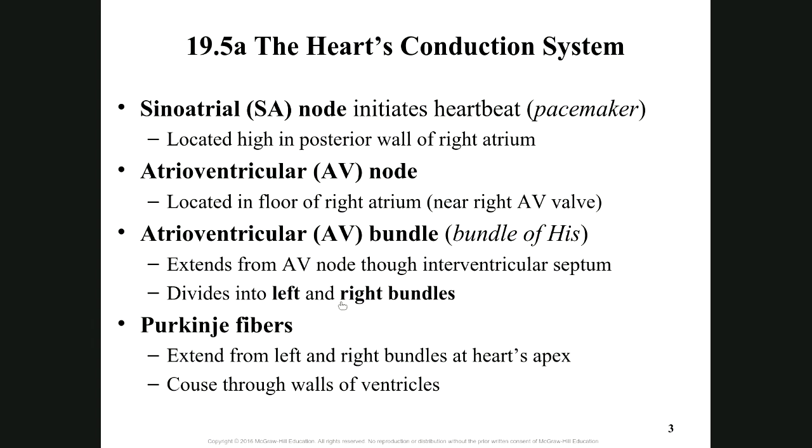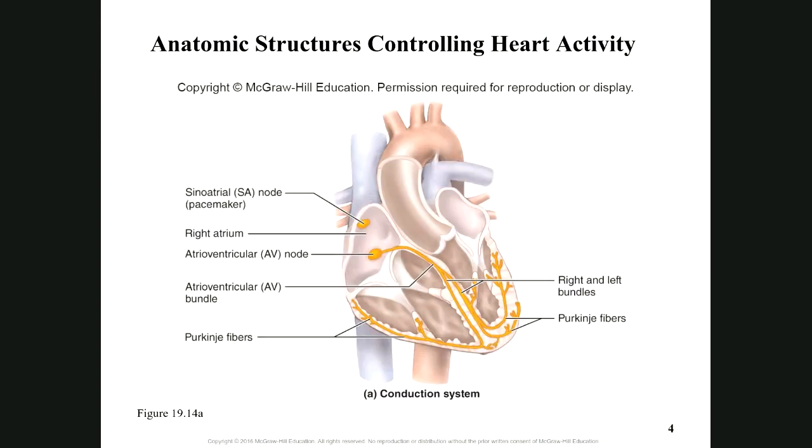And we have some Purkinje fibers which extend from the right and left bundle at the apex of the heart, and they come down in the lateral wall of the heart and bring the information of contraction to all parts of the heart. Now in this picture you can see all of these structures.